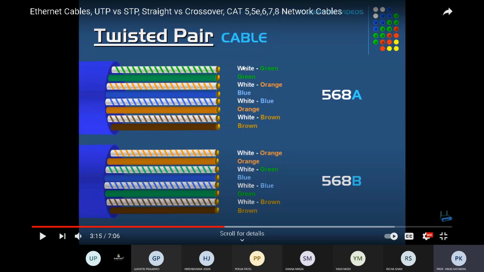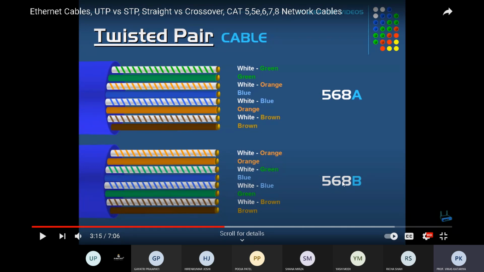Now this is the color combination. If you use the 568A standard of cable, then you have to arrange it in this way. The first wire should be white green, the second should be green, the third should be white orange, the fourth should be blue, the fifth should be white blue, then orange, then white brown, then brown.